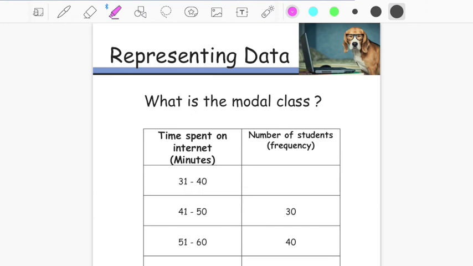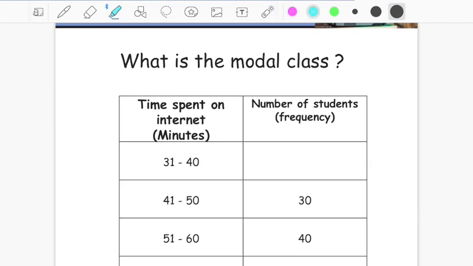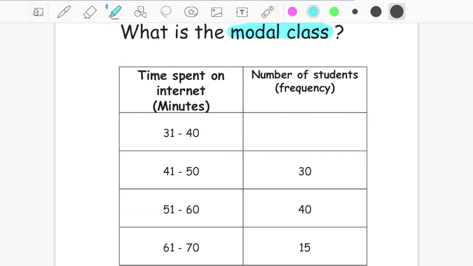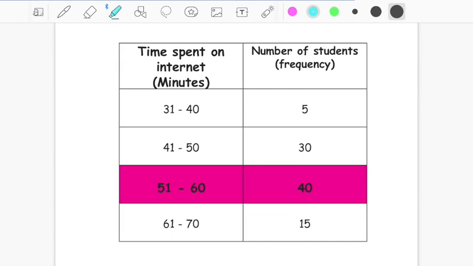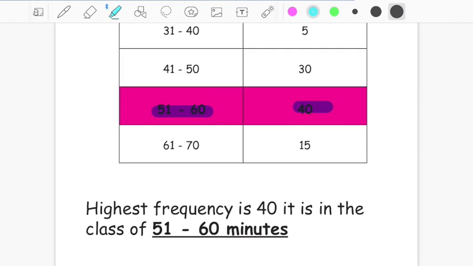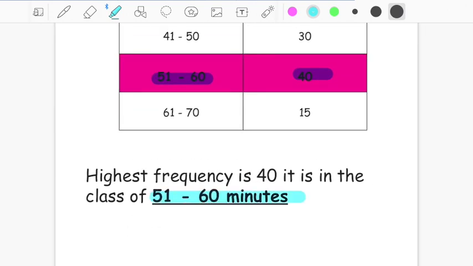All right, moving on. How about the mode? The mode is straightforward. Just look at the one with the highest frequency. In this case, here. So this is the modal class. So you can say that the modal class is 51 to 60 minutes because the frequency is the highest. So you have 40 people in there.